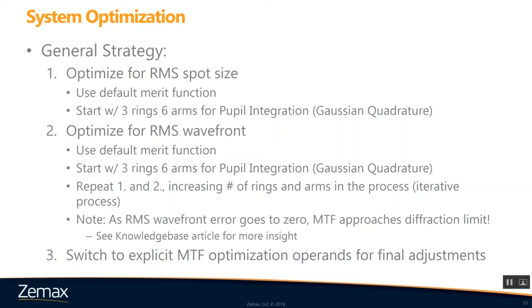The viewer should also note that as RMS wavefront error goes to 0, the MTF approaches that diffraction limit. So it really is important to focus on optimizing for the RMS wavefront before switching on to explicit MTF optimization operands. And we have a knowledge base article on that, optimizing for MTF, that really provides a little bit more information on why that is.